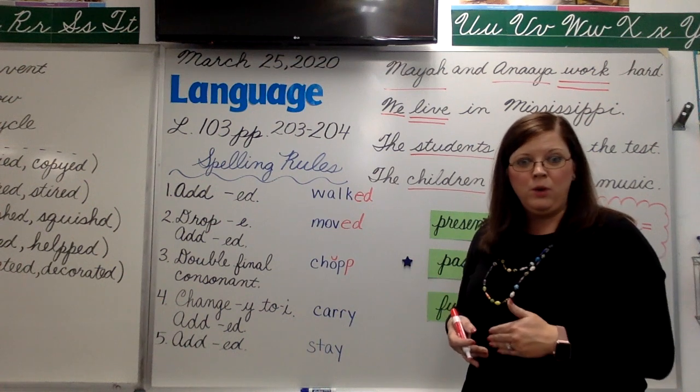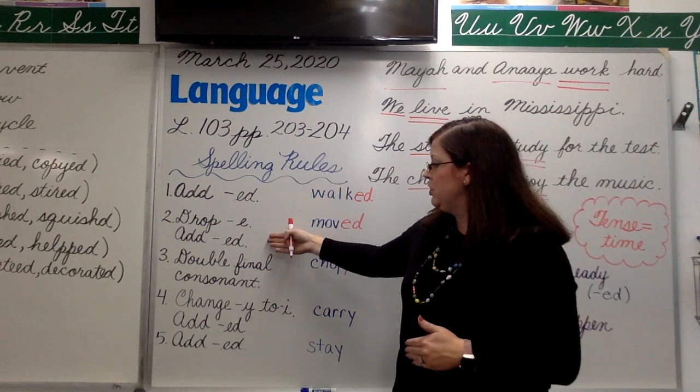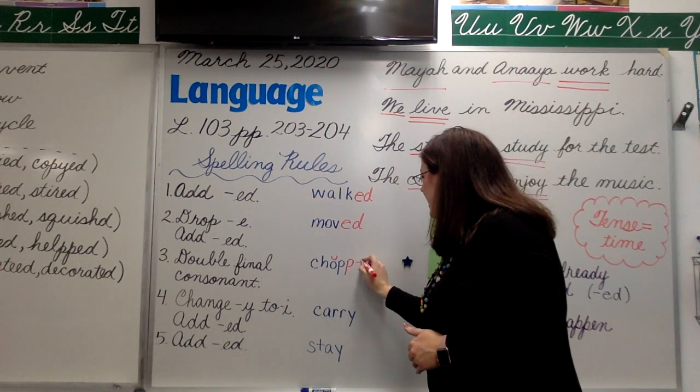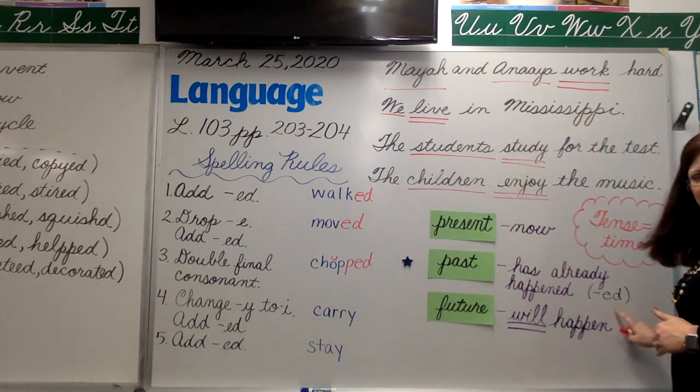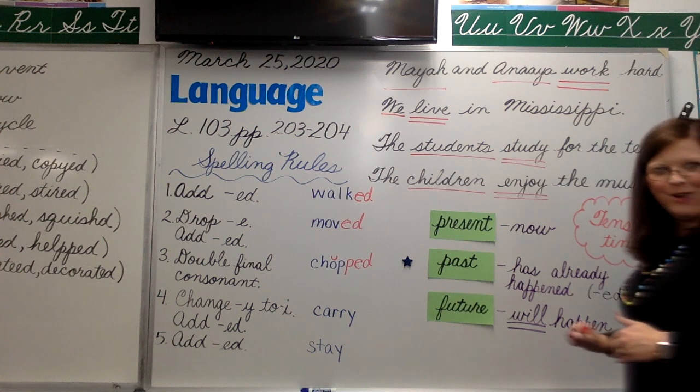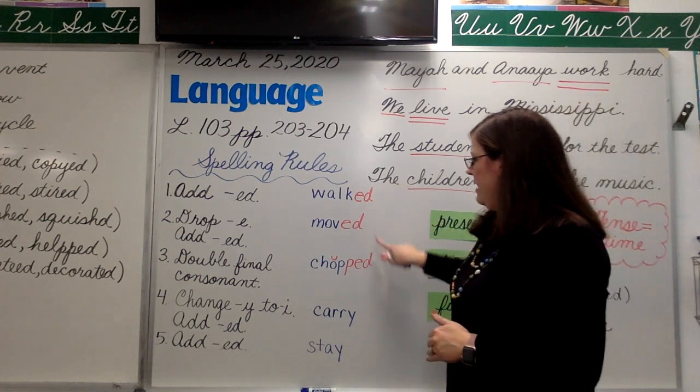And then we will do what we've done for Rule 1 and Rule 2. We will add an ED. Remember how I said past typically ends with the D sound, that ED. Here's how we're adding those.